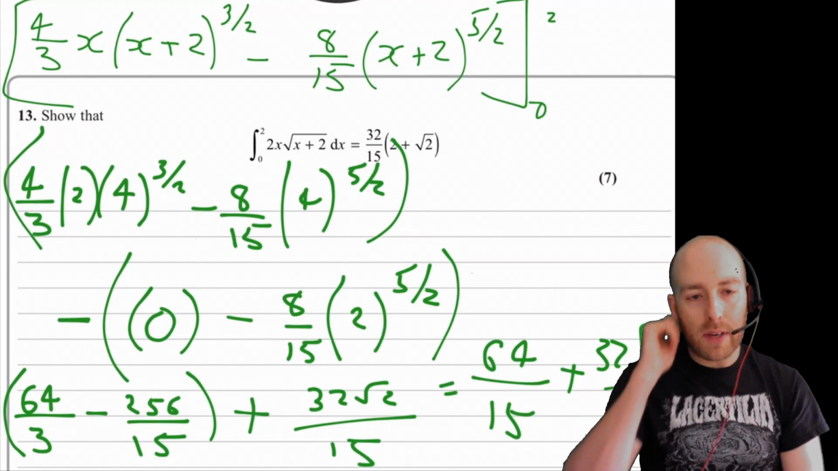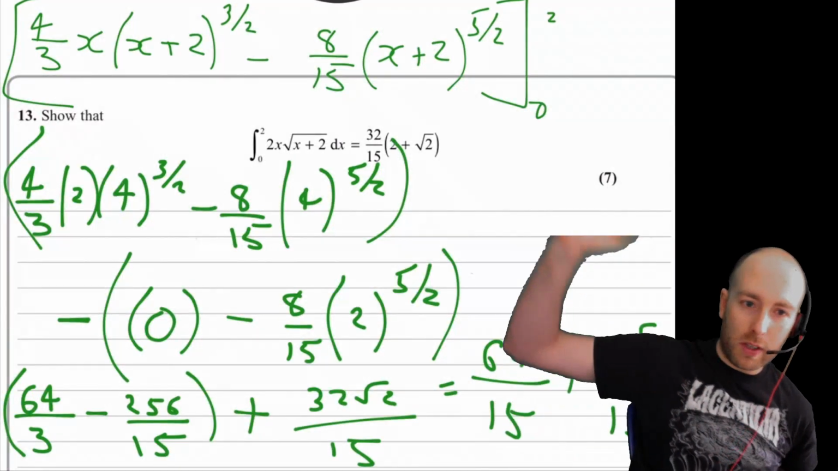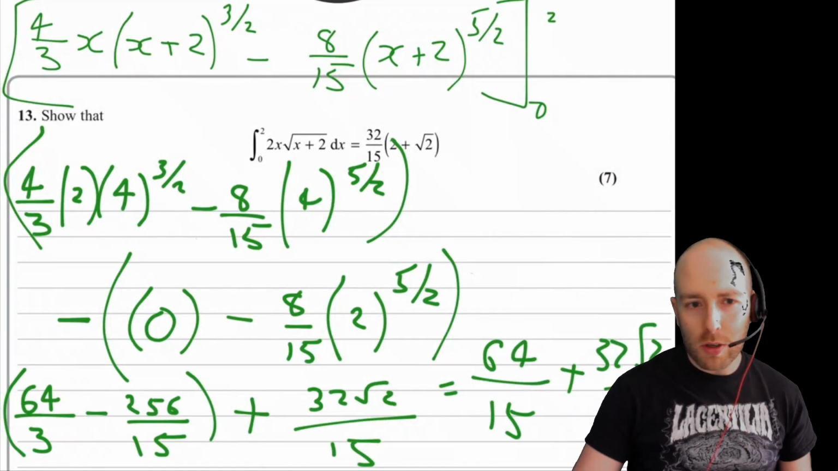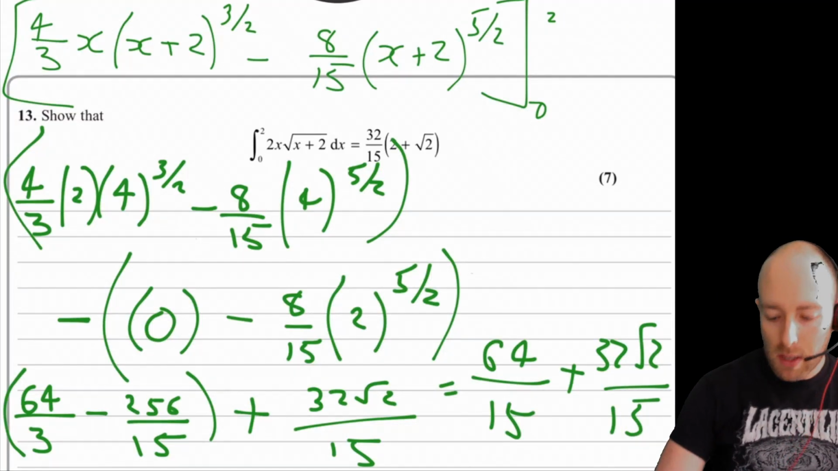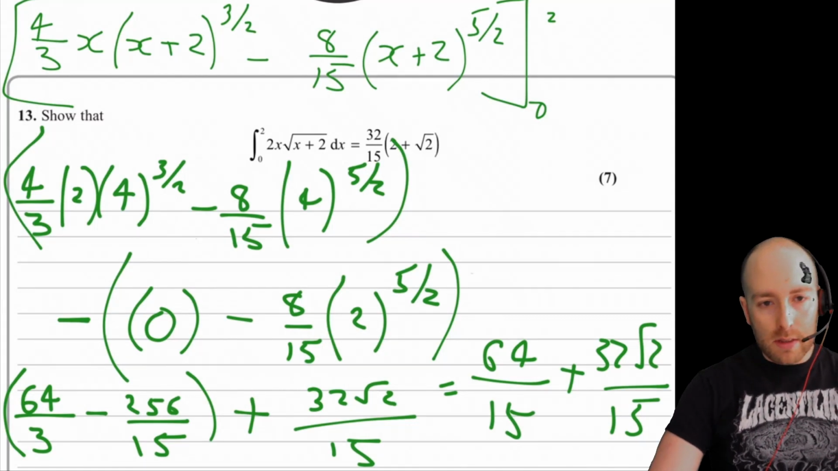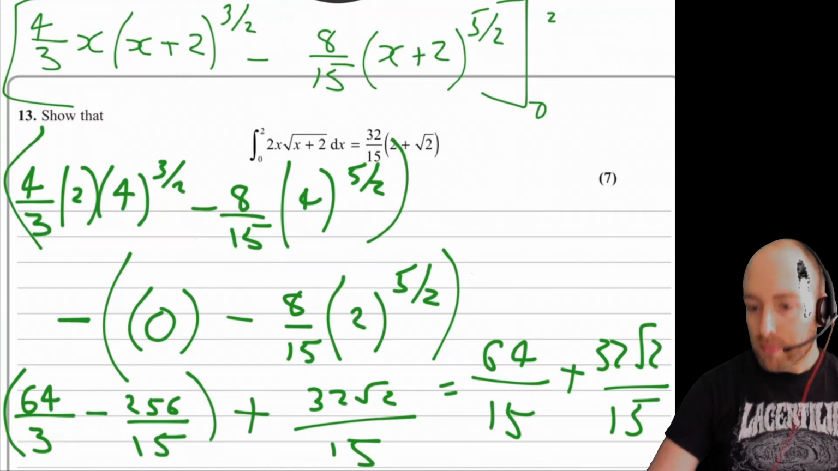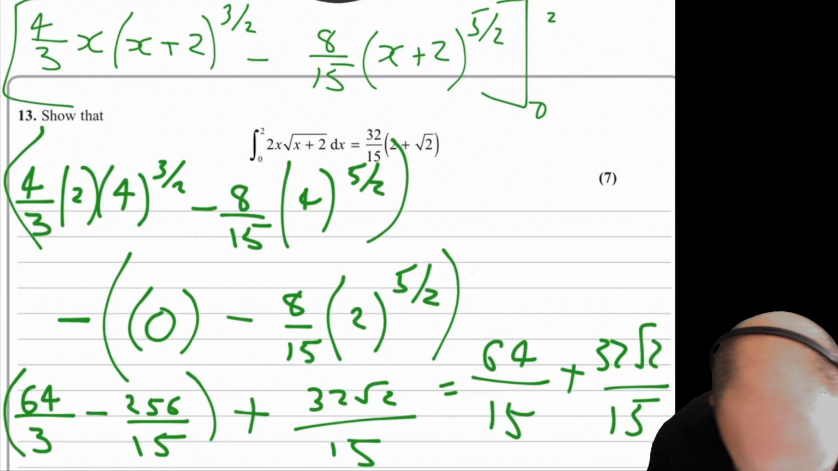And again, take out a factor of 2 over 30, 32 over 15, and you get the same thing. So yeah, you could use both. They both seem about the same scale of difficulty to do. Yeah, cool. Okay, last question on this paper.